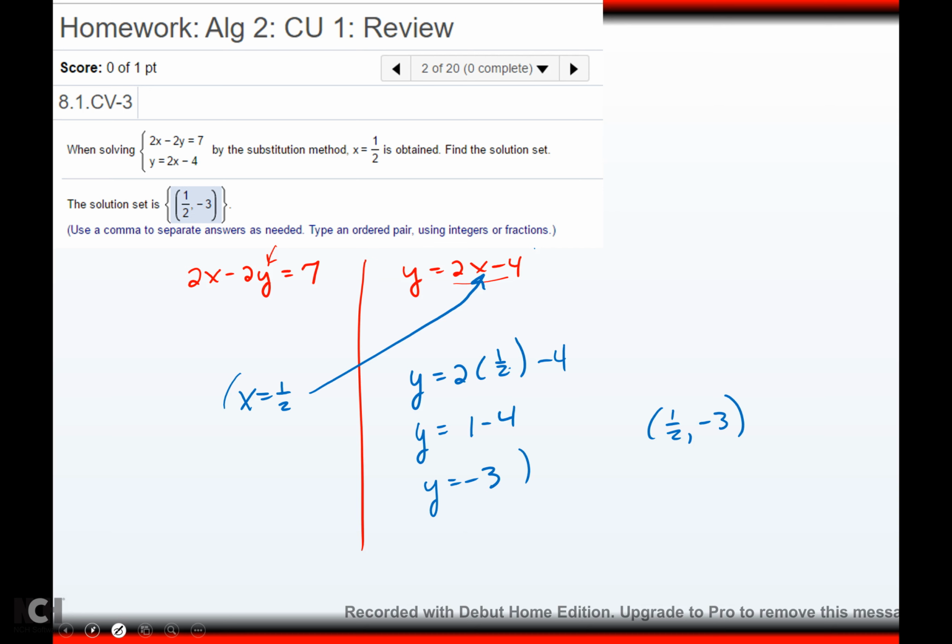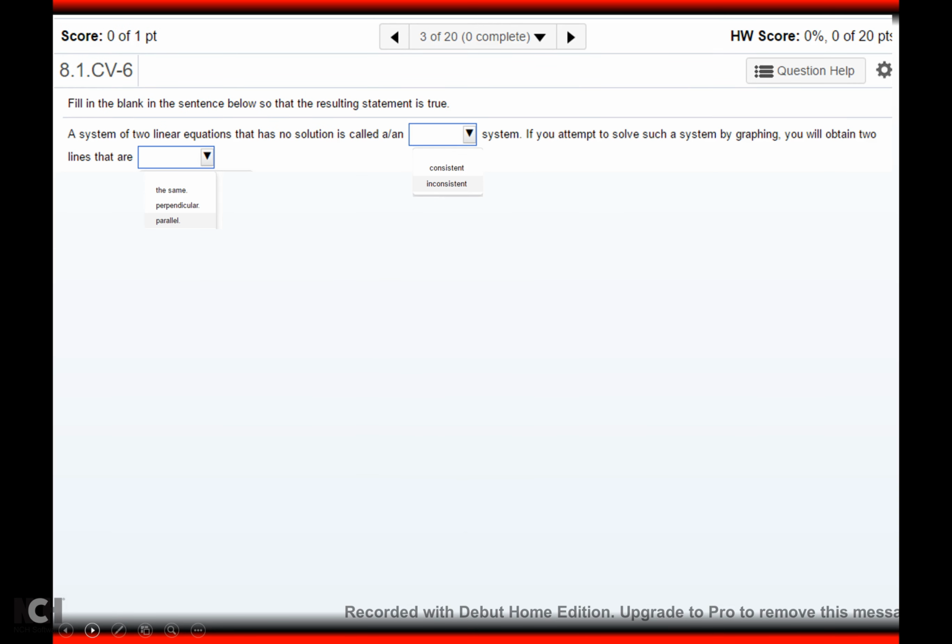All right, fill in the blank in the sentence below so that the resulting statement is true. A system of two linear equations that has no solution is called inconsistent. If you attempt to solve such a system by graphing, you will obtain two lines that are parallel. No solution means they never cross. So if they never cross, they are parallel.